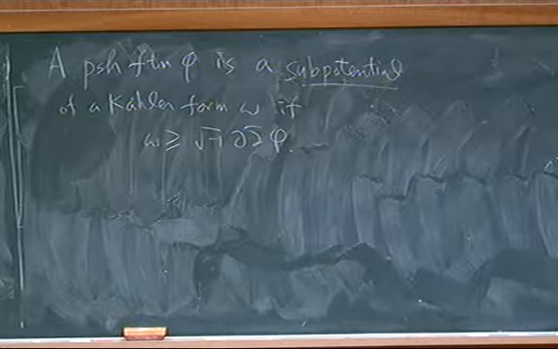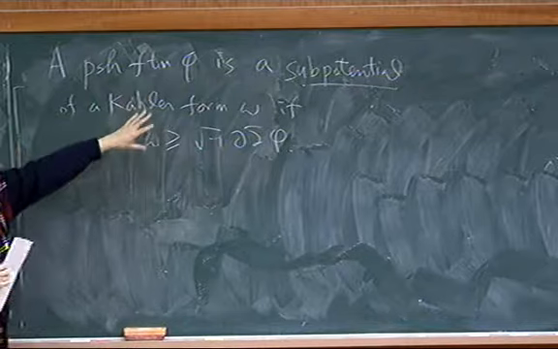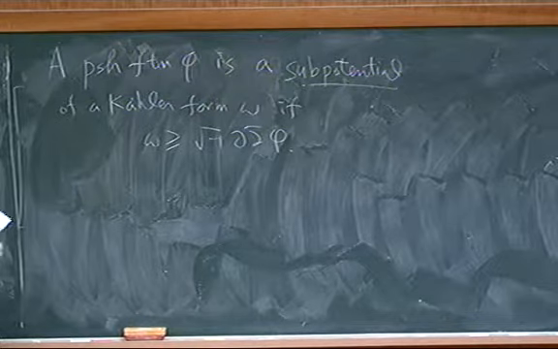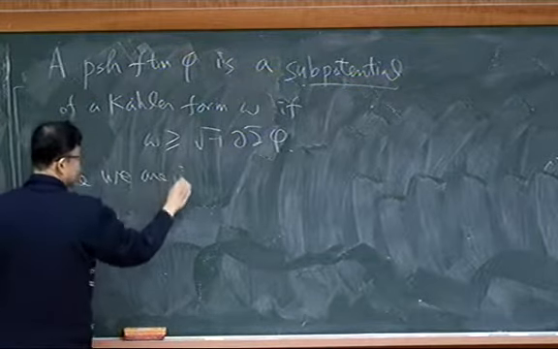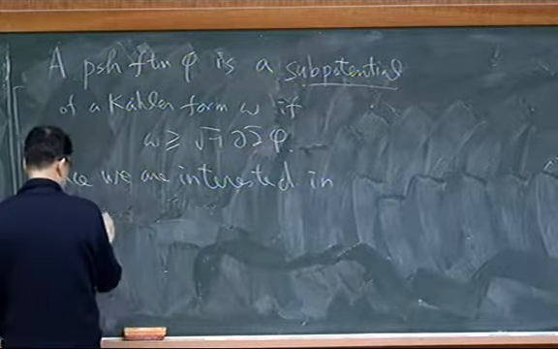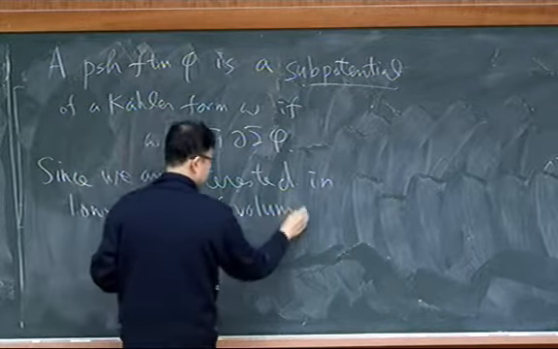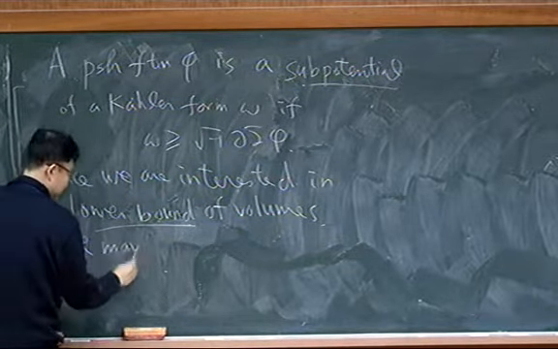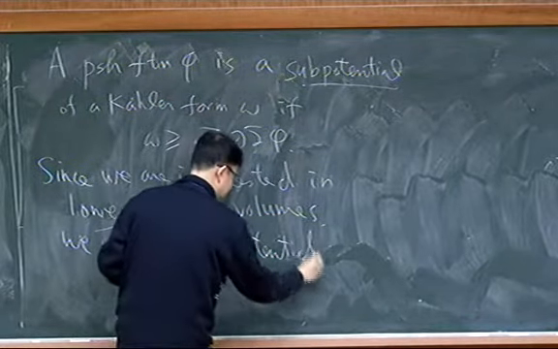Now, subpotential always exists for any Kähler metric. 0 is a subpotential for all. So subpotential is something which is more abundant than Kähler potential function. On the other hand, since we are interested in a lower bound of volume, we may use subpotential instead of potential.